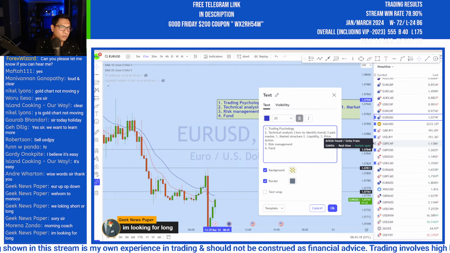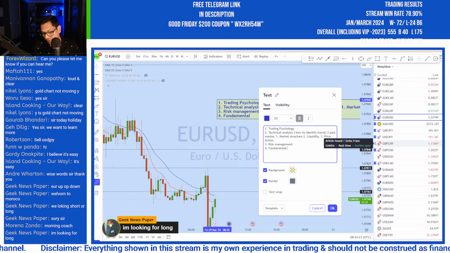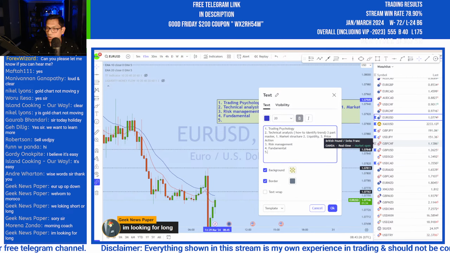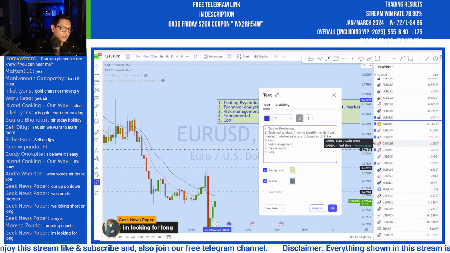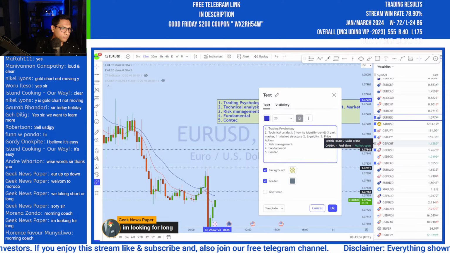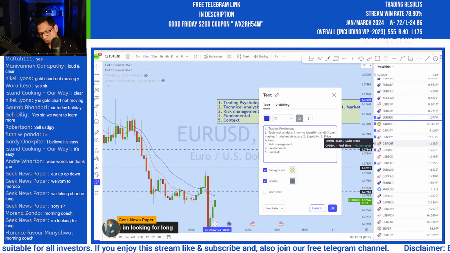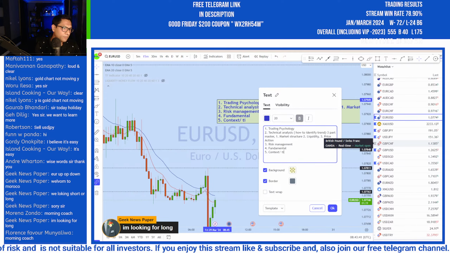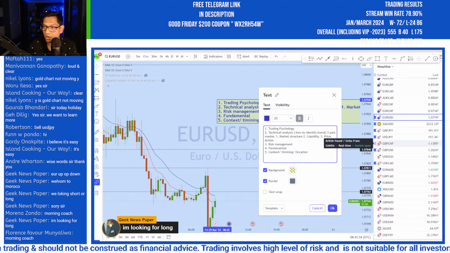So, fundamental. Number 5, what I said, to become a profitable trader, what you need to understand is context, or in other words, the timing. If I bring a lot of synonyms, it will be easy to understand. Context, timing, or occasion. These are very unusual things that you need to learn.